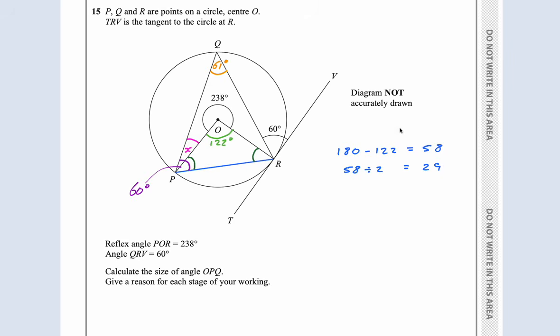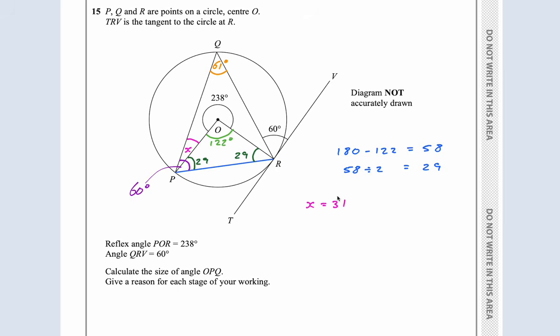Okay, so these angles here are 29. So this is 29, and this is 29. And now I can get x, because if this is 60 and this is 29, what's left to get to x? Well, x has to equal 31.